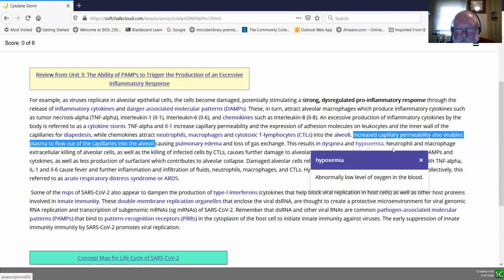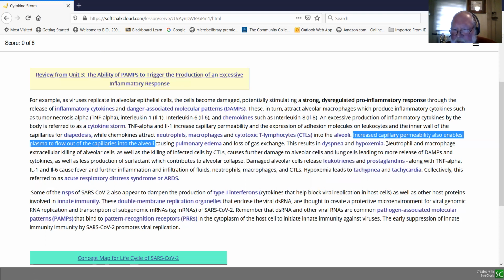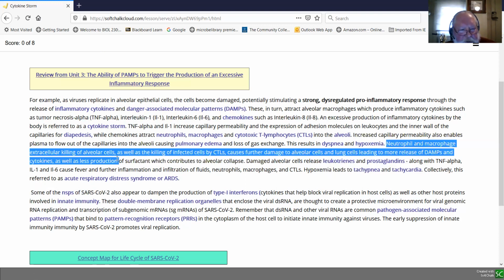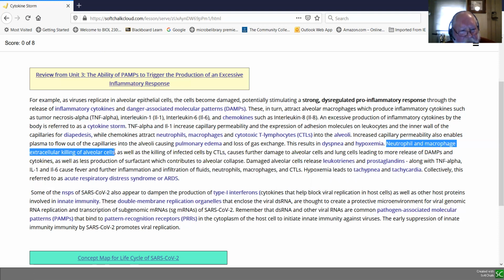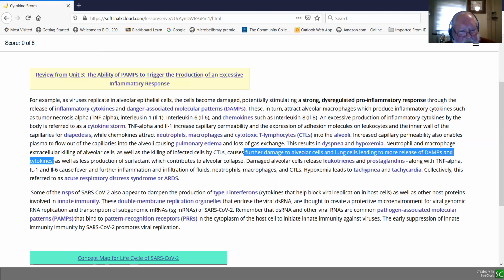the blood. And keep in mind that at high cytokine levels, neutrophils and macrophages can dump their killing chemicals, killing more alveolar cells. Cytotoxic T lymphocytes are also killing the infected cells in the alveoli. That leads to further damage to alveolar cells and lung cells, leading to more release of DAMPs, more release of cytokines, and the cytokine storm just keeps amplifying and continuing. It also results in less production of surfactant, and that can lead to the alveoli collapsing.